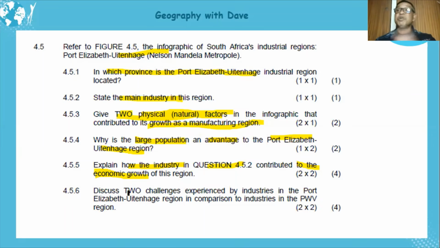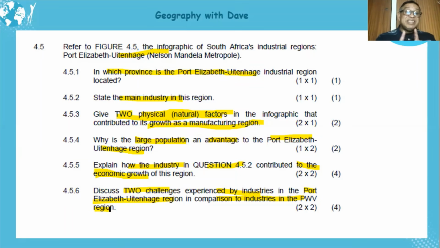Okay, as I say, I'm not going to go through all the answers. I'm looking at technique. Discuss 2 challenges experienced by industries in the Port Elizabeth region in comparison to regions like the PWV. You're comparing it. Now, basically, all these things you have in your notes, as I say, given by your teachers or in one of my presentations that I did with you. It's there. We just have to put it into context. So this one is a comparison to PWV.